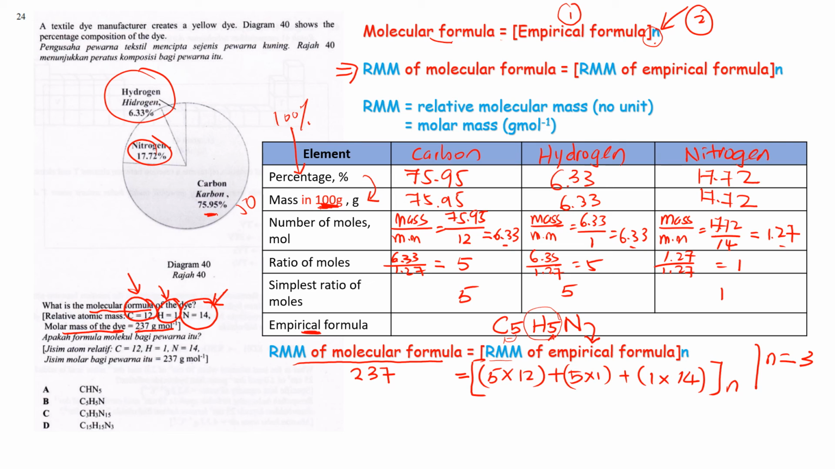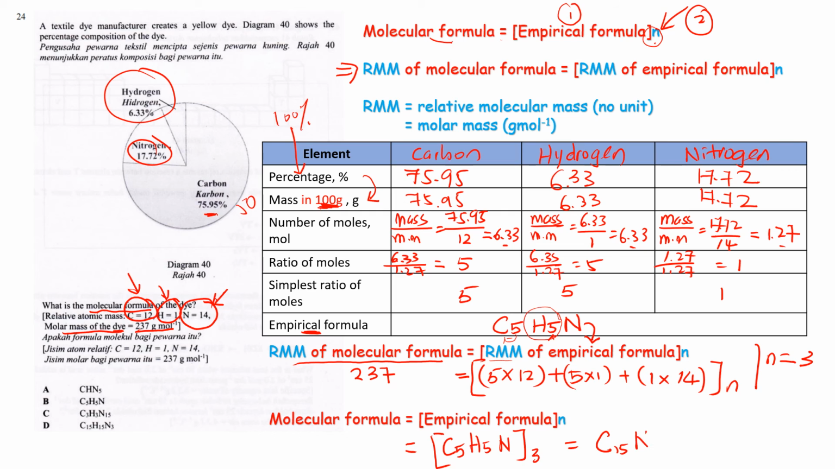So now you can find the molecular formula. Molecular formula is equal to empirical formula times n. Your empirical formula is C5H5N, times your n, which is 3. So it is equal to C, 3 times 5 is 15, H is 15, and N you get 3. So the answer is D. Okay, the answer is D.